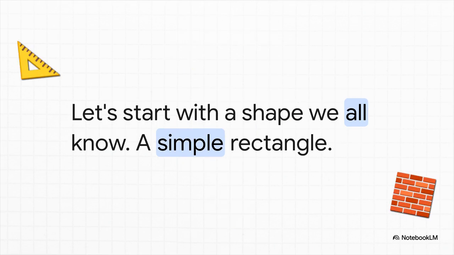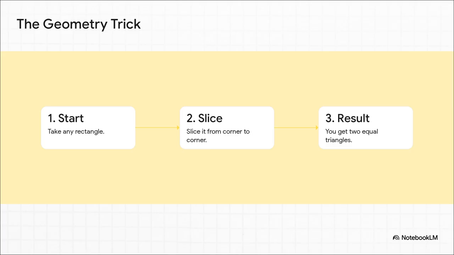And that somewhere else is a shape we all know and love, a simple rectangle. We've known for ages how to find its area, right? It's just base times height. Easy. And believe it or not, that one simple fact is the only key we need to unlock the triangle puzzle.